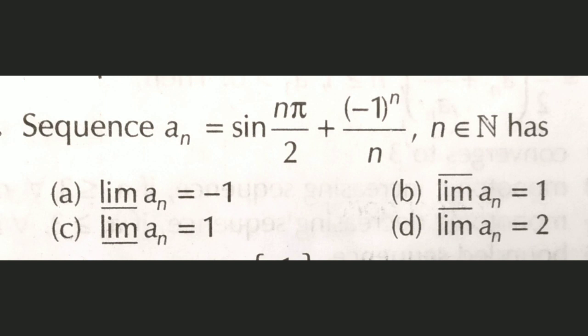Sequence an equal to sin(n pi by 2) plus (minus 1) whole to the power n by n, n belongs to capital N, the set of natural numbers, has: option A, lower limit n equal to minus 1; option B, upper limit n equal to 1; option C, lower limit n equal to 1; and the last option, option D, upper limit n equal to 2.